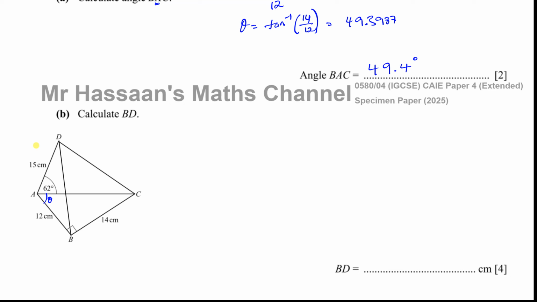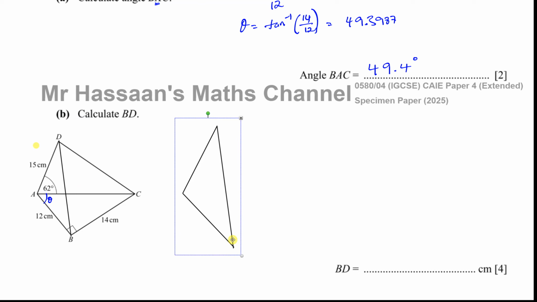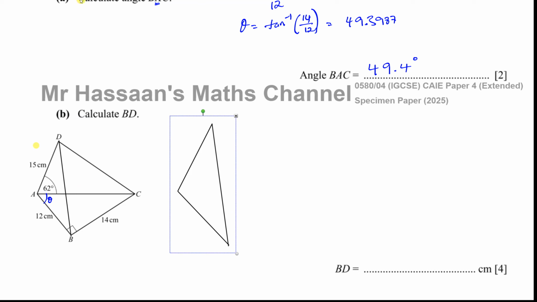So what I'm going to do now is take this triangle over here. I've made a little sketch of it. It's not a very accurate sketch, could have been more accurate, but just say that this is triangle BAD. I'm taking it out so we can see more clearly. So this is A, this is D, and this is B.